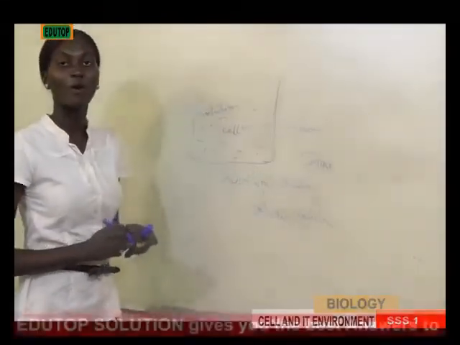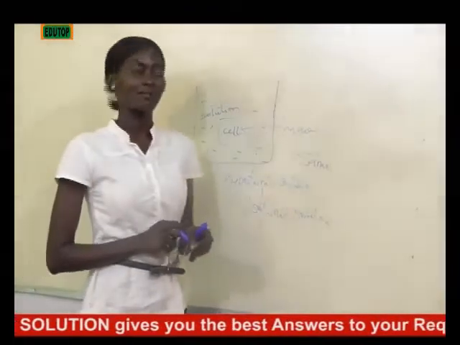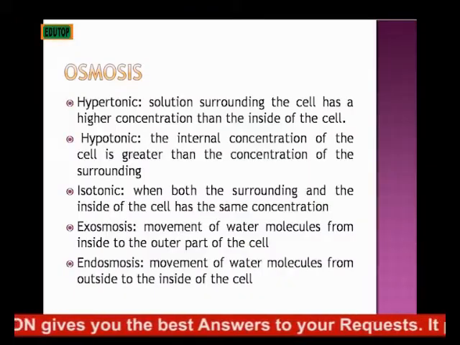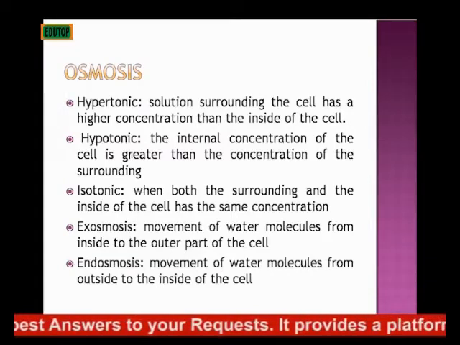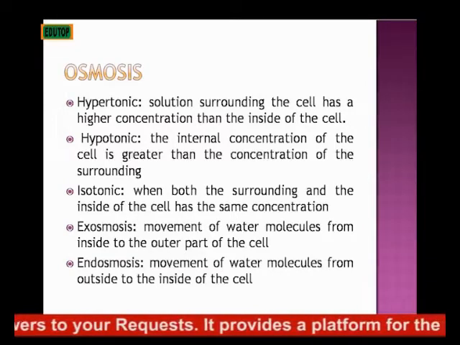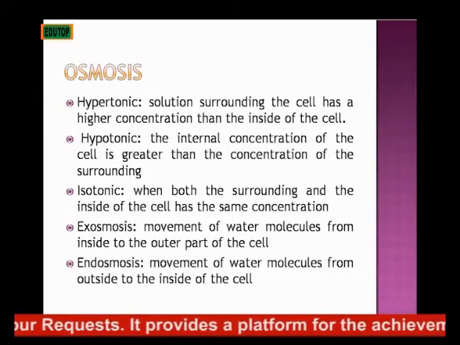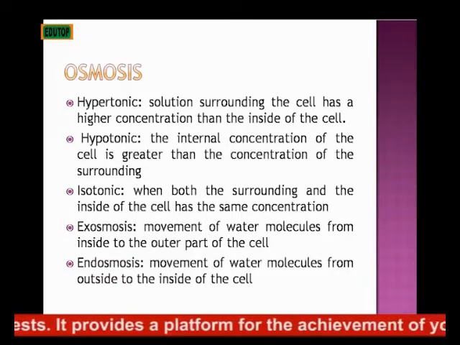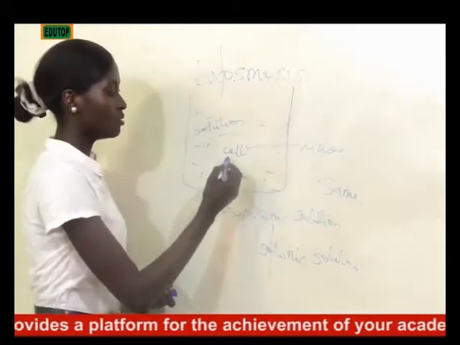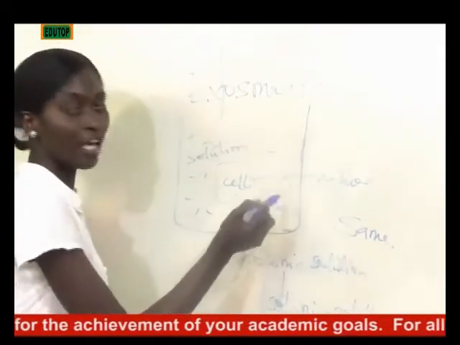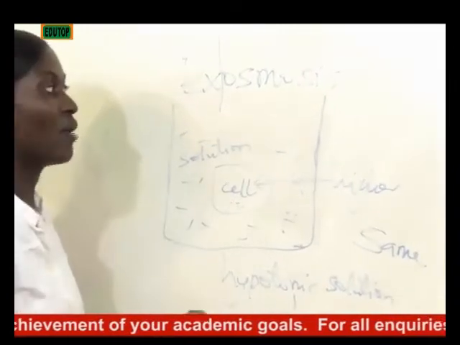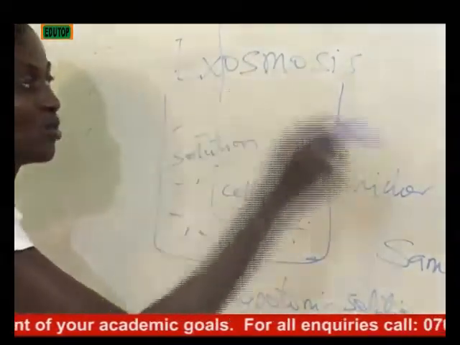Then also we have what we call exosmosis, from osmosis. Exosmosis. So you have the EX, osmosis. This is the movement of water molecules from inside the cell to the outer part of the cell. That is X, out. Water is moving out of this cell into the external. That's what we call exosmosis.